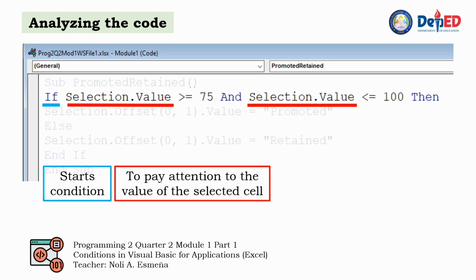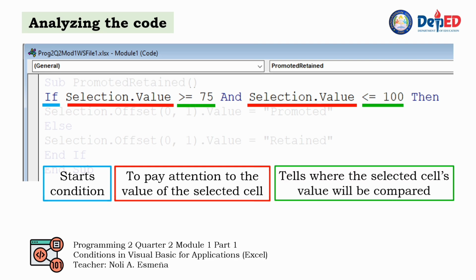We can also see that operators are used in this line of code, specifically relational operators. These relational operators are telling Excel to compare the selected cell's value to 75 and 100. Next, we also have another operator, which is the logical AND. This helps connect 2 specific events, which are the comparison of the selected cell's value to 75 and 100.